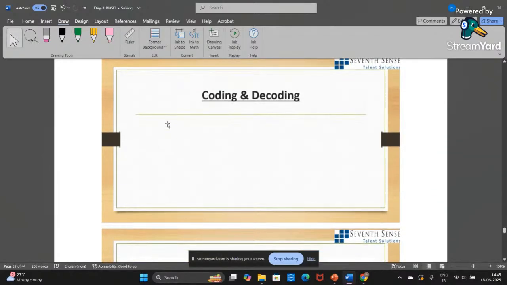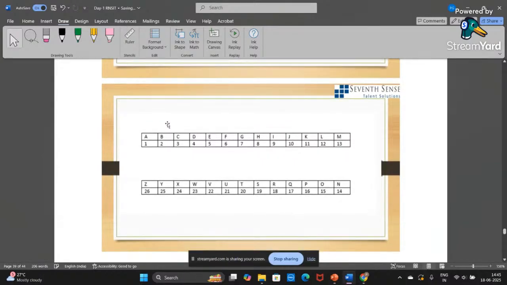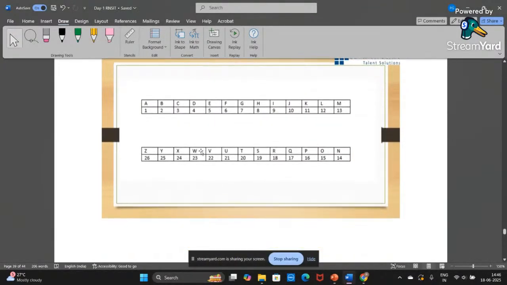Now we'll move on to the coding and decoding part. Before starting with coding and decoding, write the alphabets like this and write their position numbers from 1 to 26. 1 to 13 are written in the first row and the remaining 13 letters in the next row in the opposite direction. Before solving coding and decoding letter series, write this table and then start. Okay, now we'll start with the session.